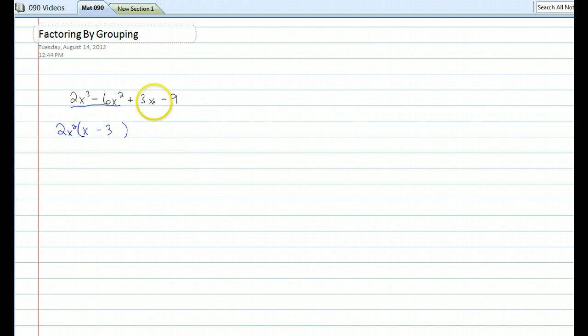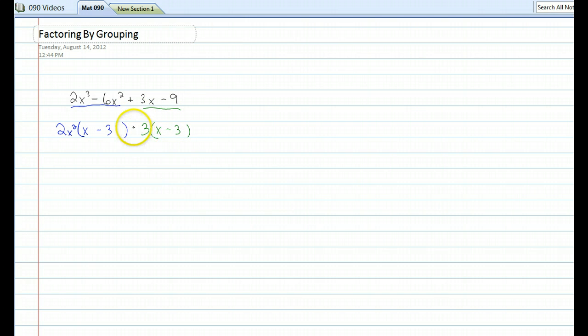Now, see what you can factor out of the last 2 terms. It looks to me like you can pull a 3 out of both terms. You can't pull an x out of both terms because there's not an x here, but you can pull a 3 out of both. If you pull a 3 out of the first term, you're left with the x, and if you pull a 3 out of negative 9, you're left with a negative 3.